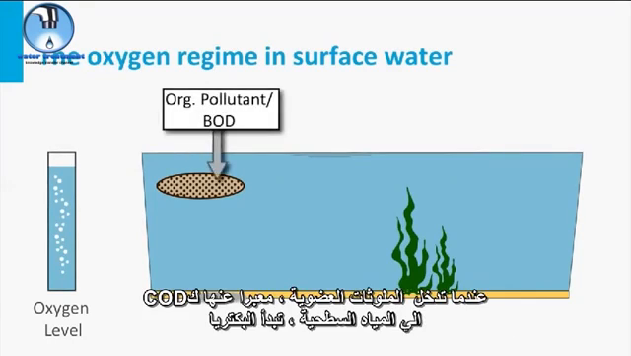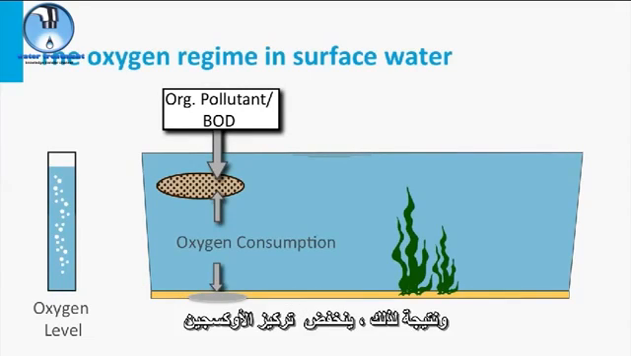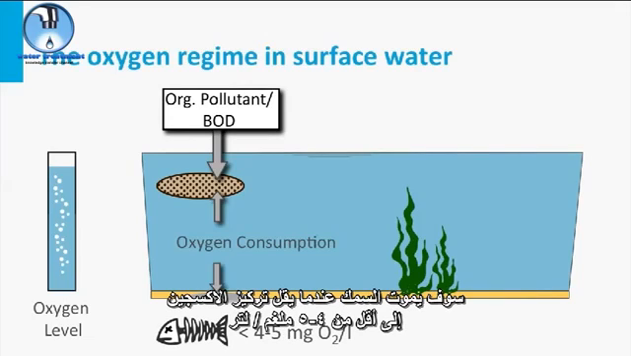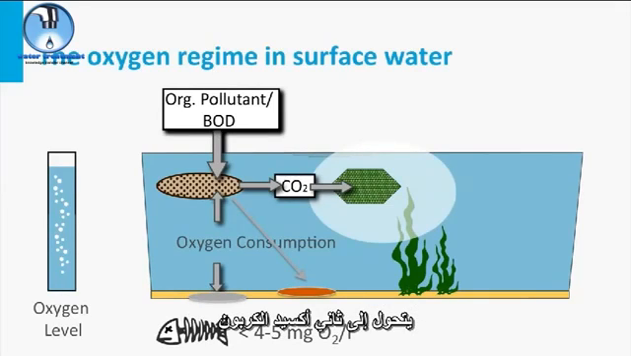When an organic pollutant expressed in BOD enters the surface water, bacteria start to oxidize the pollutant, using the dissolved oxygen as an electron acceptor. As a result, the oxygen concentration drops. Fish will die off when the concentration drops to below 4 to 5 mg per liter. The non-biodegradable carbon sediments to the bottom and the biochemically oxidizable carbon will be transformed to carbon dioxide.